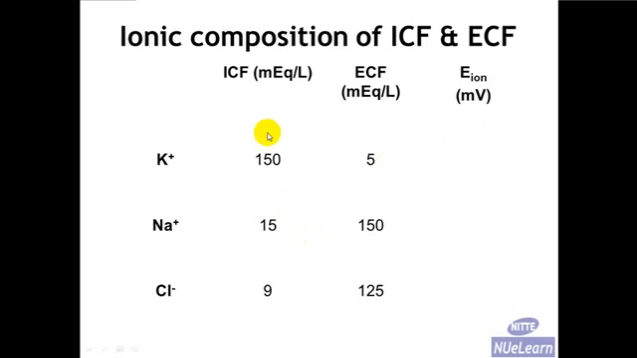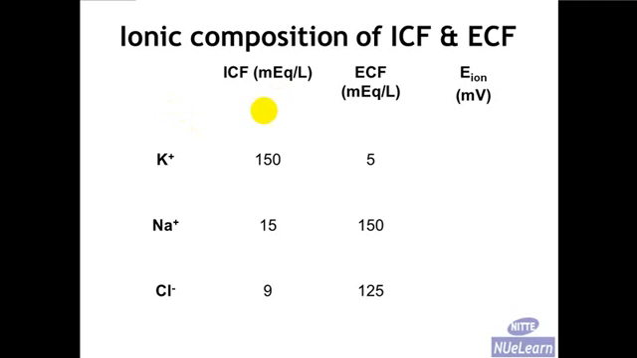We also need to remember that the ionic composition of the fluid inside the cell differs from the fluid outside the cell. For instance, potassium is found in high concentrations in the intracellular fluid, almost about 10 to 15 times more concentrated than the ECF, and similarly sodium concentrations in the ICF are much lesser in the intracellular fluid compared to the extracellular fluid.